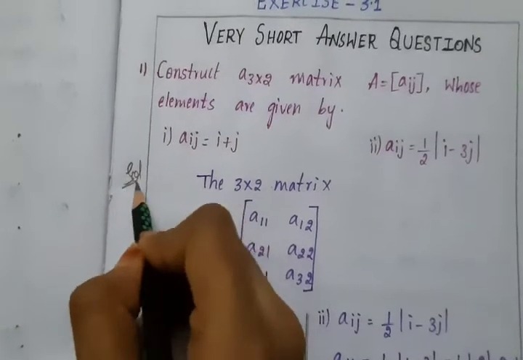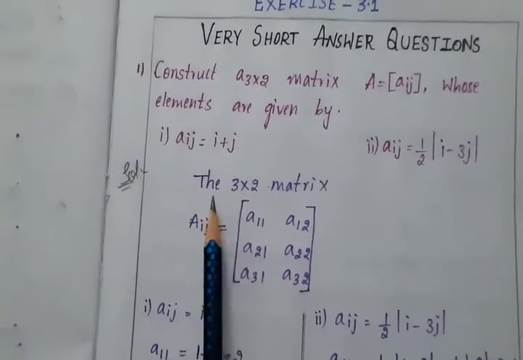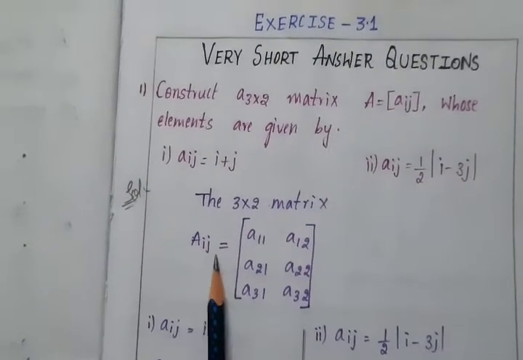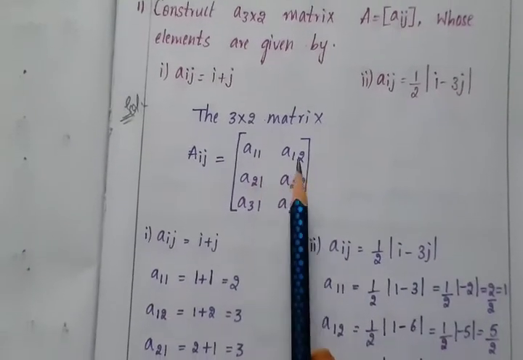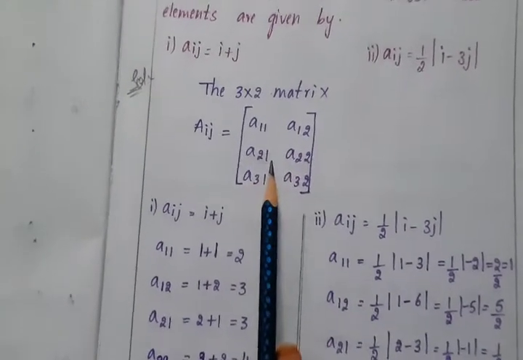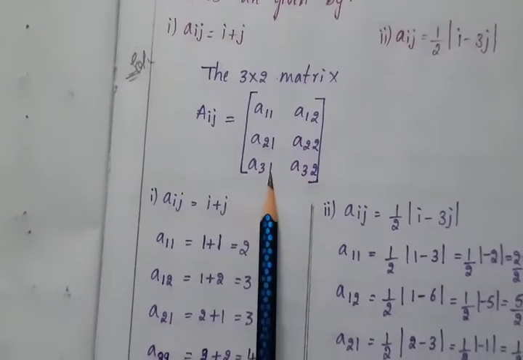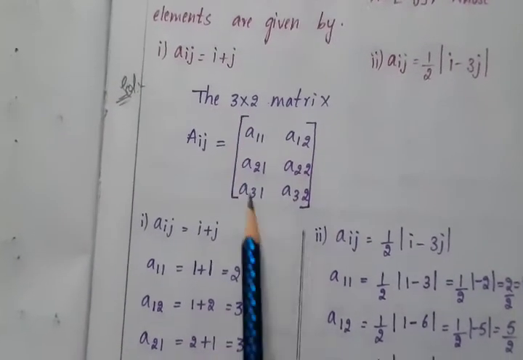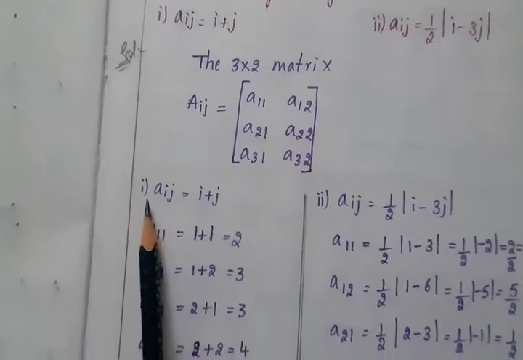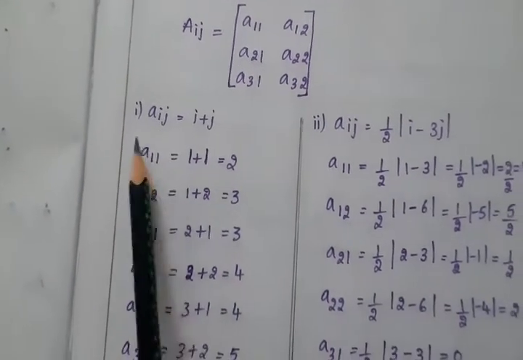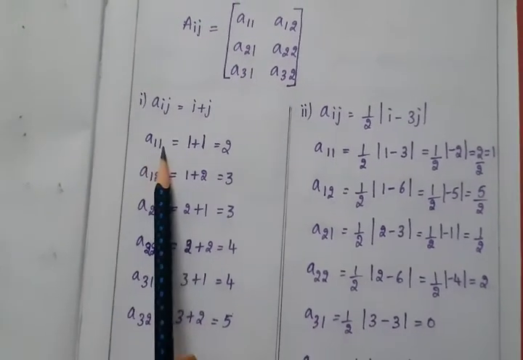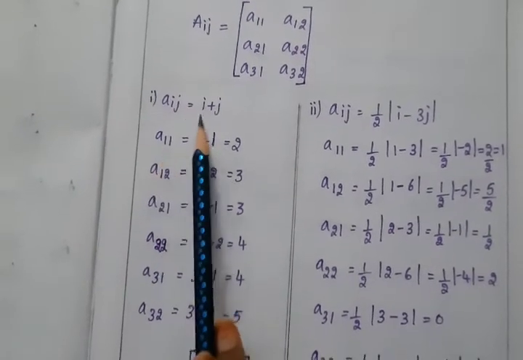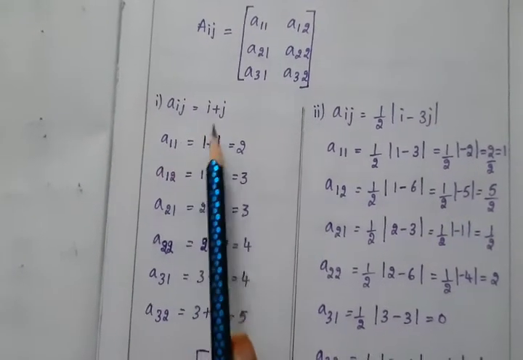Solution. The 3x2 matrix Aij equal to A11, A12, A21, A22, A31, A32. A 3x2 matrix contains 6 elements. Answer for this. A11. First one refers to i, another one refers to j.